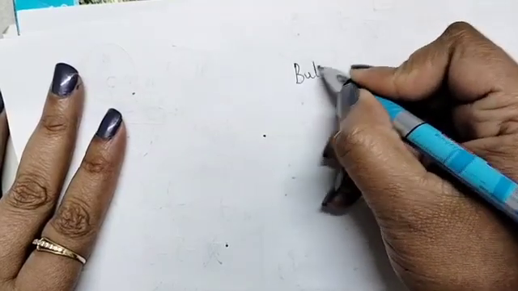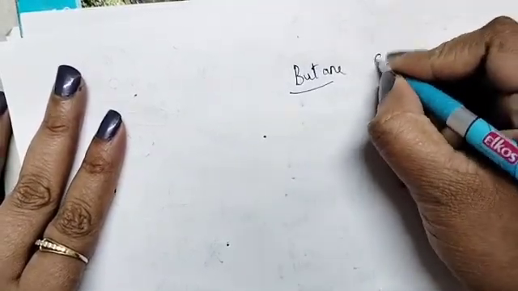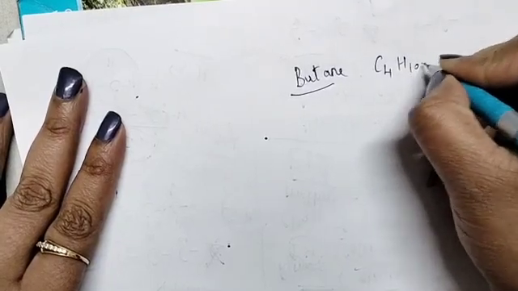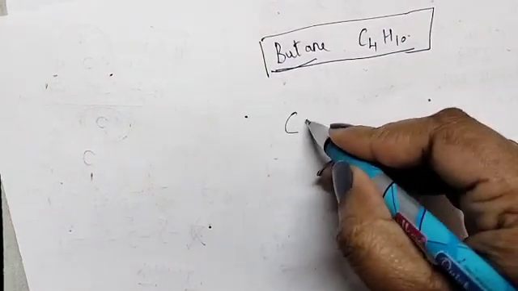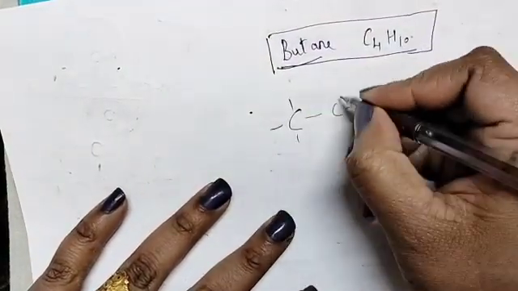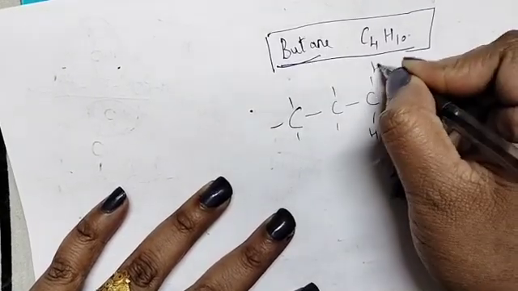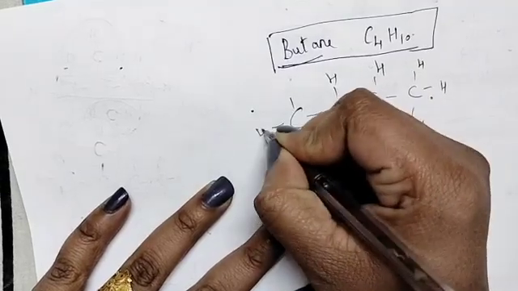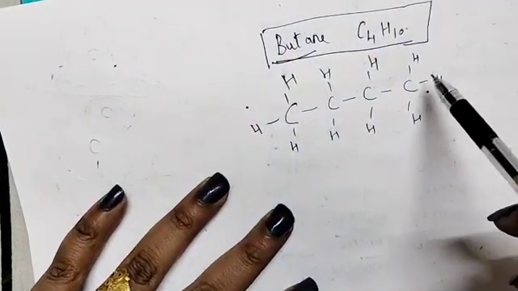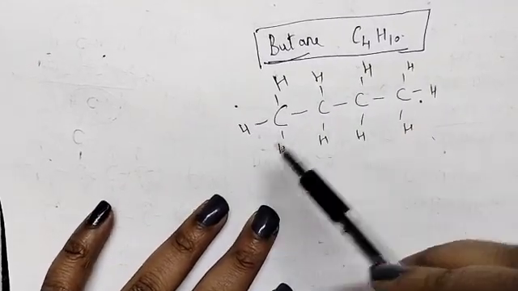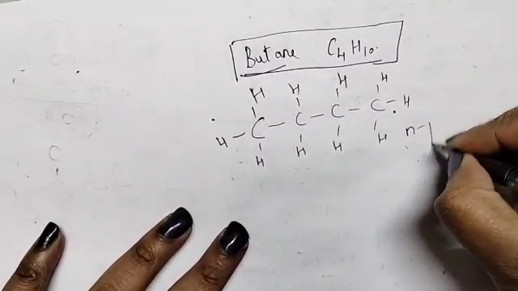So we know butane is what? Butane is C4H10. So how many carbon in the main line? There will be 4 of them. 1, 2, 3, 4. What I will do, I will balance the rest by hydrogen. So 1, 2, 3, 1, 2, 1, 2, 1, 2, 3. So let me balance all by hydrogen. Okay, so this is my C4H10. So this is straight chain. This can be called as N-butane.